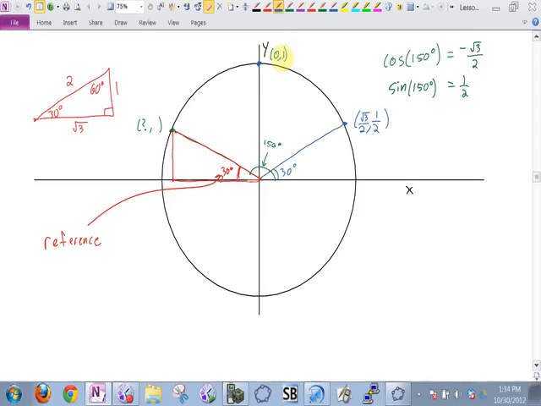So what is the cosine of 90 degrees? 0. What is the sine of 90 degrees? 1. What is the tangent of 90 degrees? You have to take the y-coordinate divided by the x-coordinate. What's 1 divided by 0? It's undefined. Tangent of 90 is undefined. Interesting.